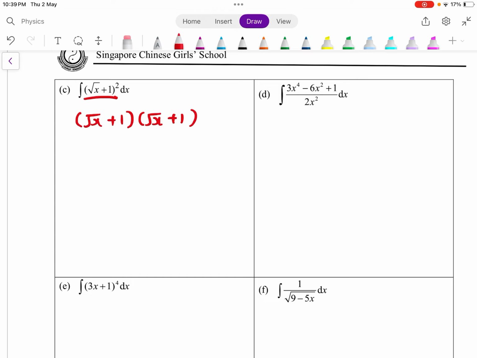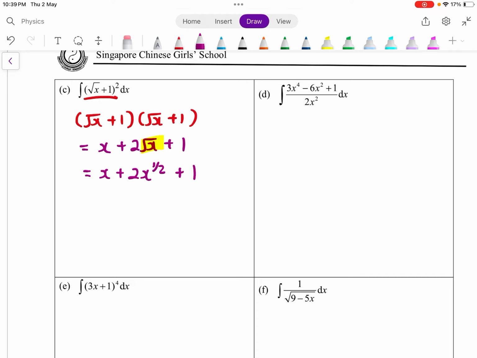So you expand, you do the rainbow method, right? Meaning you will get x plus 2 square root x plus 1. What we need to do now is to make this in terms of pure indices. So you will get something like x plus 2x to the power of half, and after that, plus 1.